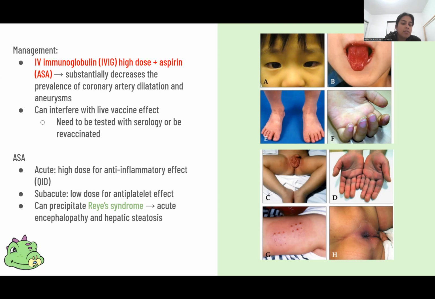Now, when we give aspirin, we need to be aware of Reye's syndrome, which is an acute encephalopathy and hepatic steatosis that can develop. But ultimately, our primary concern is identifying Kawasaki disease early enough so that we can avoid the development of the coronary artery dilation or aneurysms.